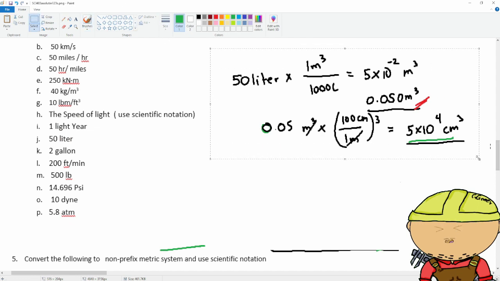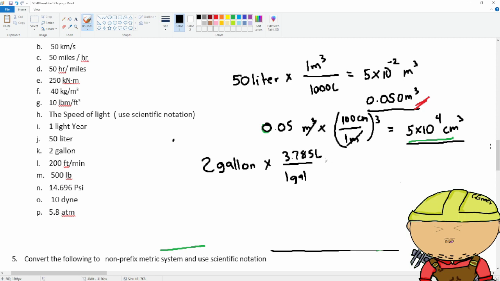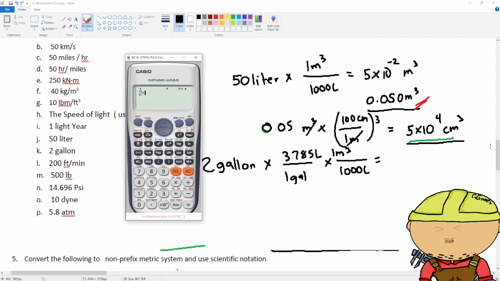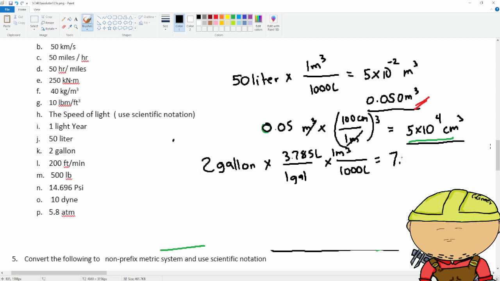Okay, we're doing this very fast. Okay, let's do 2 gallon. So remember, 1 gallon is 3.785 liters. Same conversion, 1 meter cube is 1,000 liter. So what will be our MKS? 2 times 3.785 divided by 1,000. 7.57 times 10 to the negative 3 meter cube. Okay? That will be our 2 gallon.